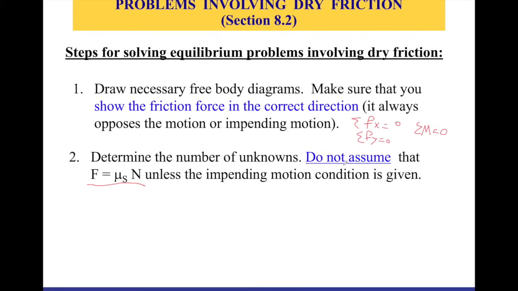However, do not assume that F equals mu s multiplied by N unless the question states that we have an impending motion condition. Once we have this condition, it means that I can use mu s, which is the static coefficient of friction. It's very important. We will show how to use it in a problem. So we are going to add a fourth equation where F equals mu multiplied by N, and now I have a set of 4 equations where I can solve for up to 4 unknowns.